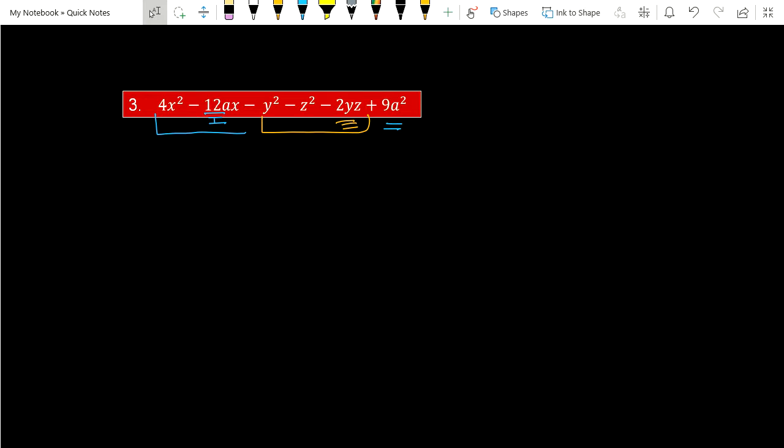So now we are collecting the terms including y and z first. I am taking common minus 1 from all these three terms, so y square should be positive, z square should be positive, and 2yz also be positive. Now we are collecting the terms including x and a. So 4x square is the first term, 12ax is the second term, and plus 9a square is the third term that includes a and x. Now we are finding here, we can write this 4x square as 2x the whole square.